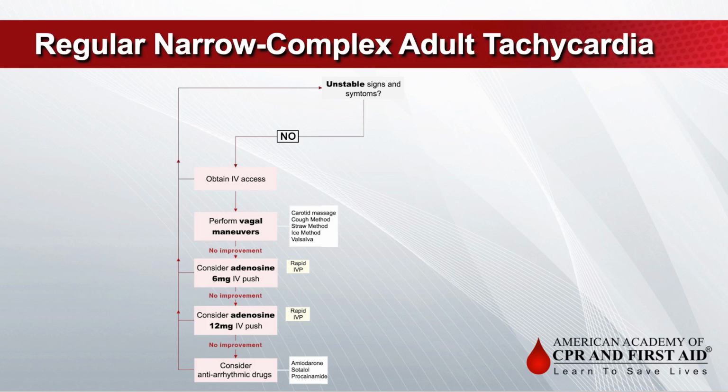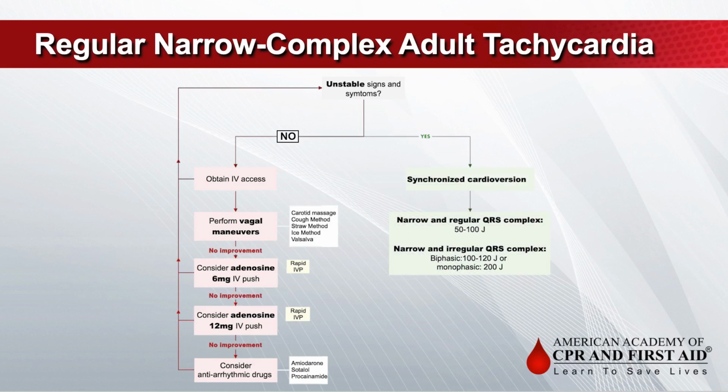If both doses are unsuccessful, but the patient remains stable, consider other antiarrhythmic drugs, including amiodarone, sotalol, or procainamide. If the patient becomes unstable at any point, consider performing a synchronized cardioversion. Advanced practitioners may choose electricity levels based on the regularity of the QRS. Regular rhythms may require 50 to 100 joules, while narrow and irregular rhythms often require higher doses.